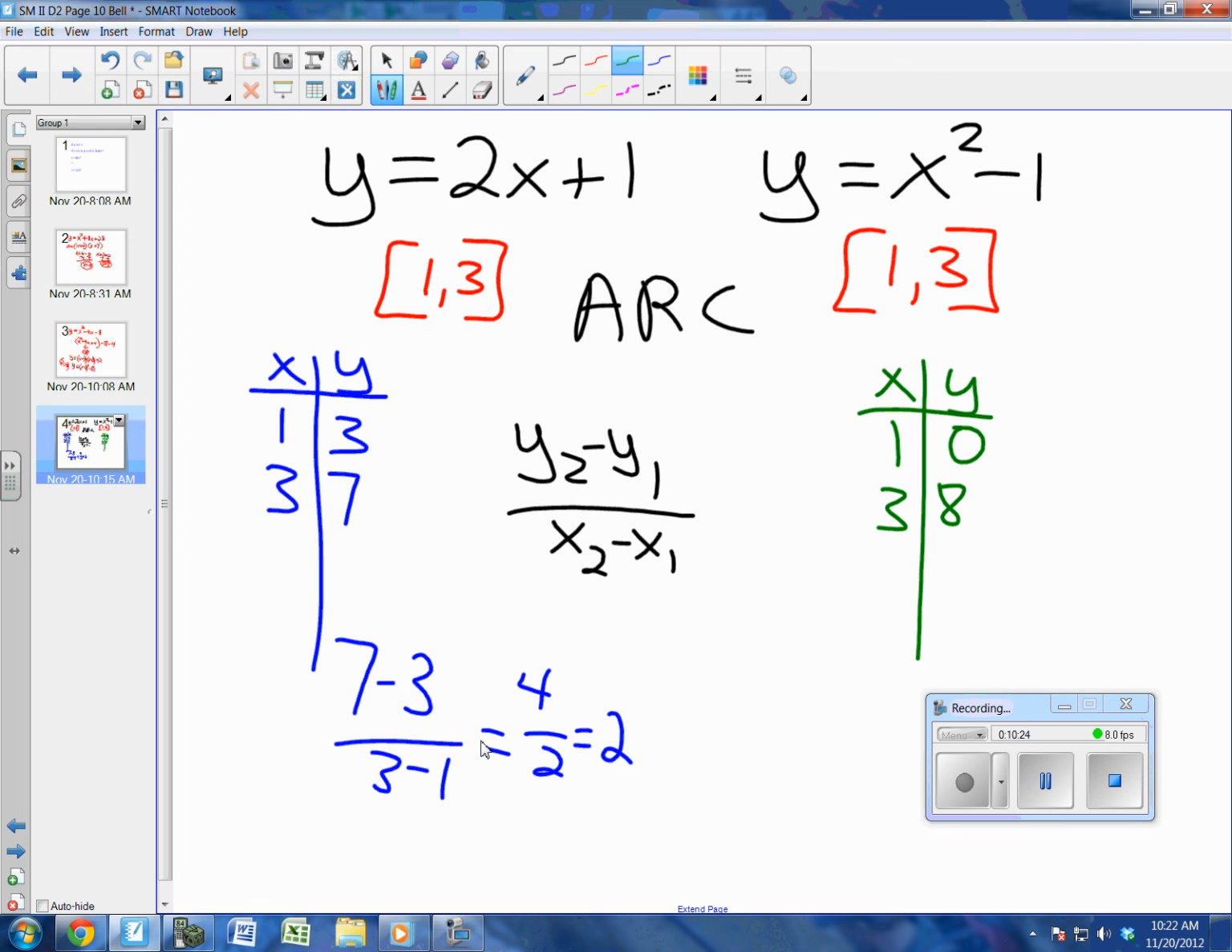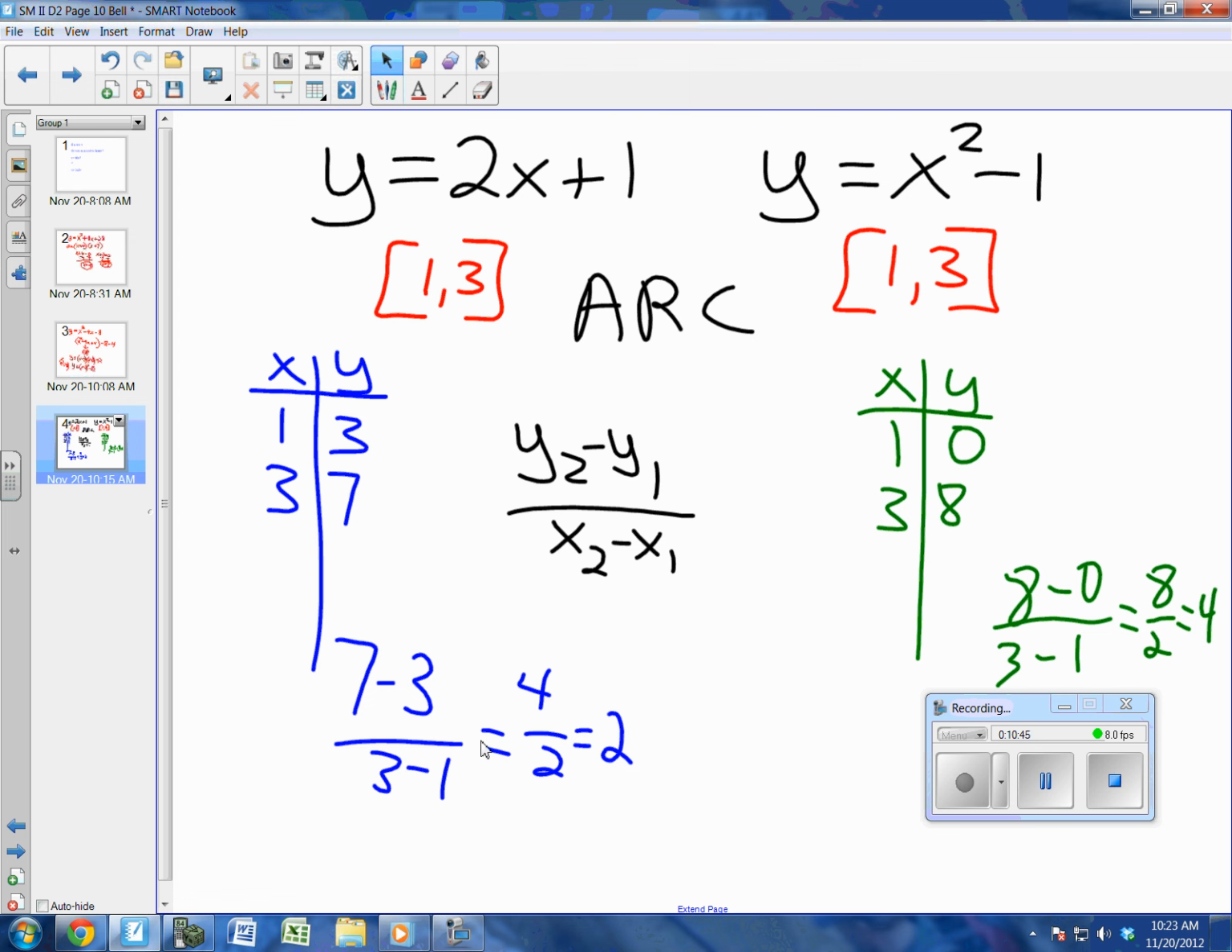Now, I found out what the y's are for this function over here. So I'm going to go 8 minus 0 over the x numbers, 3 minus 1. I'm going to get 8 over 2, which is 4.